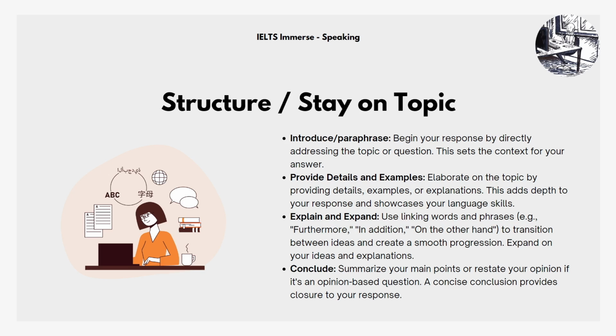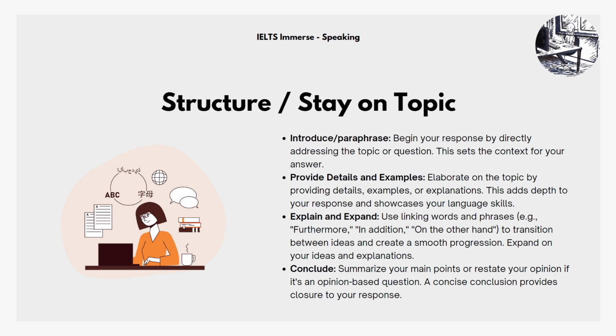Explain and expand. So you've made your introduction. Perhaps you've paraphrased the question. You've given an example to say why you believe that is the answer to your question. Now, explain more. Add another point. Use those transition words we talked about earlier. In addition, furthermore. And then you can progress to the next point that you want to make.